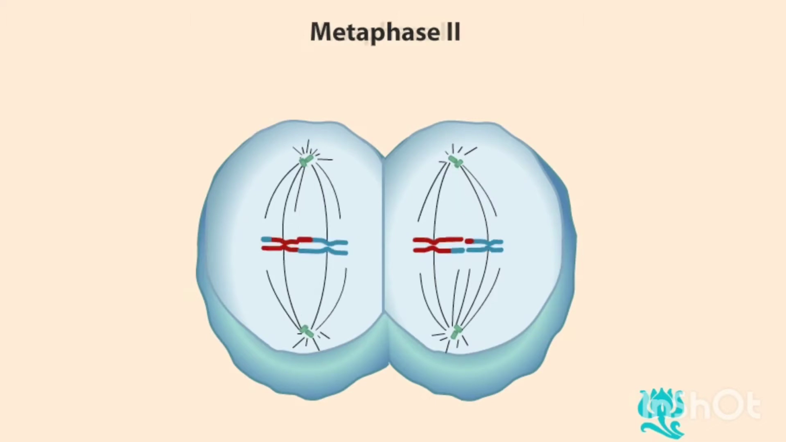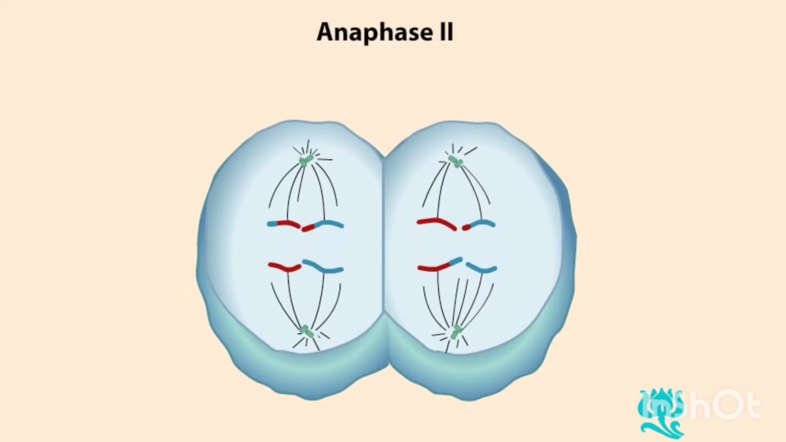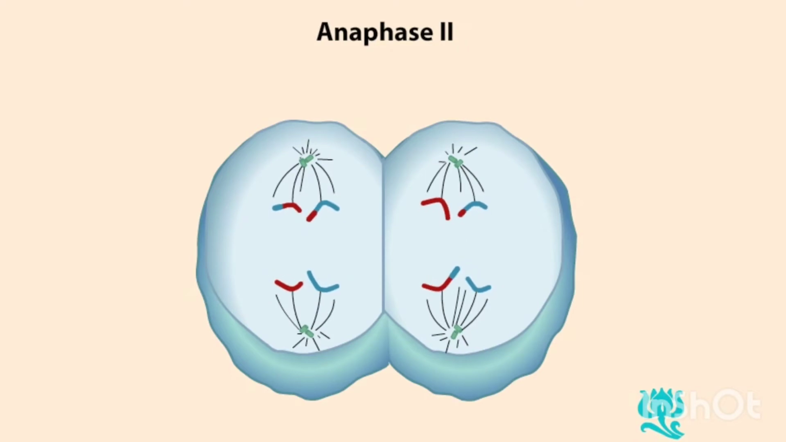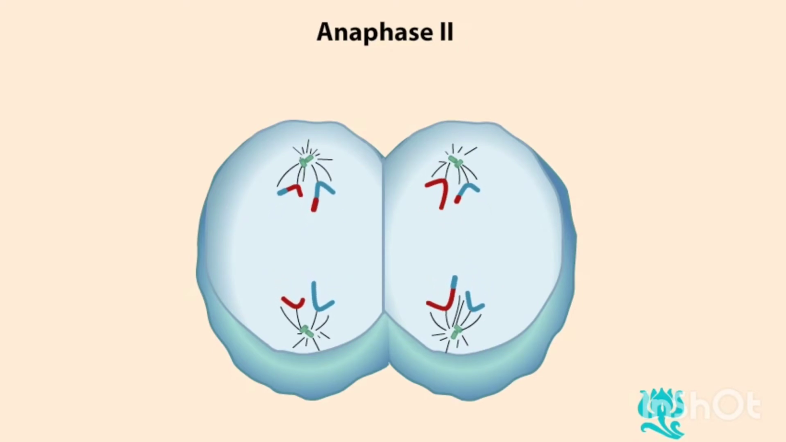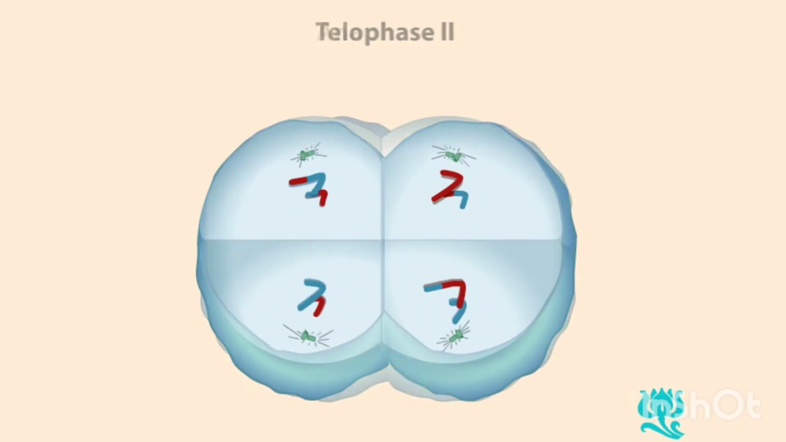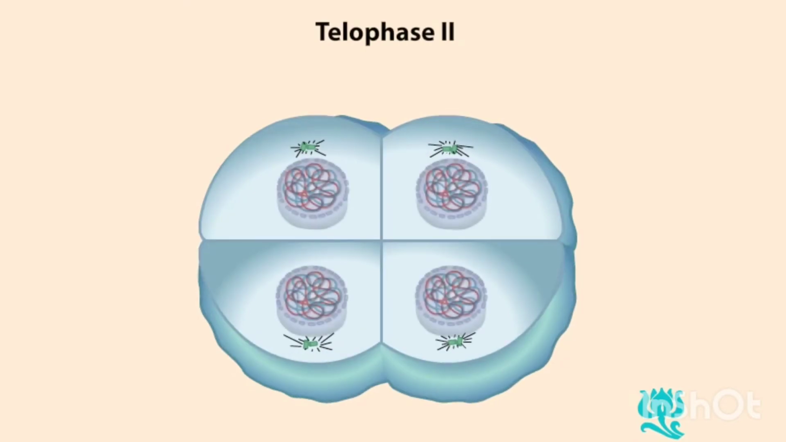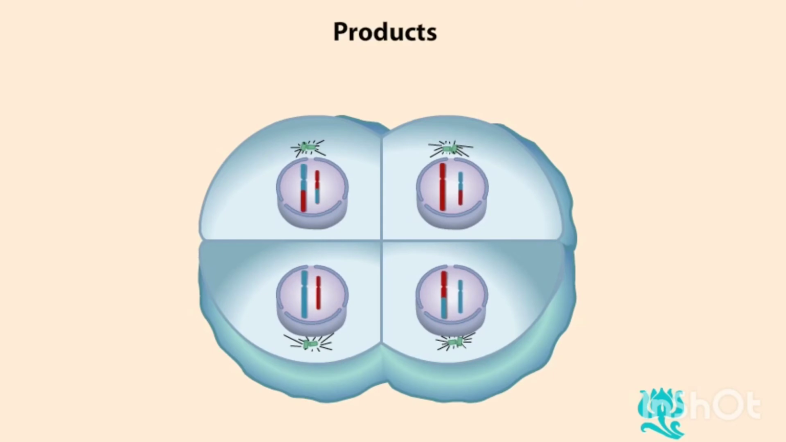During Anaphase II, the centromeres divide, and both chromatids become independent chromosomes and move to opposite poles of the cell. During Telophase II, chromosomes again decondense and nuclear membranes reform. Depending on the species, cytokinesis may occur.